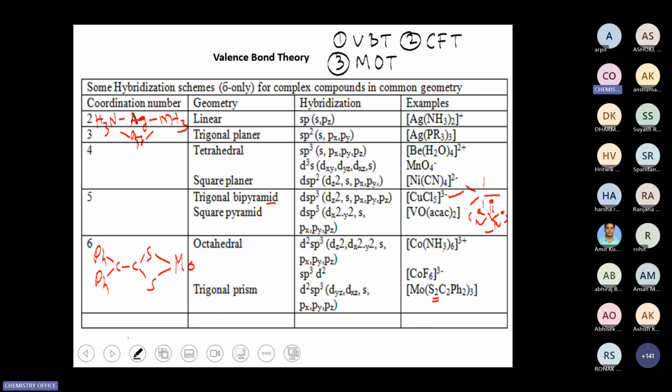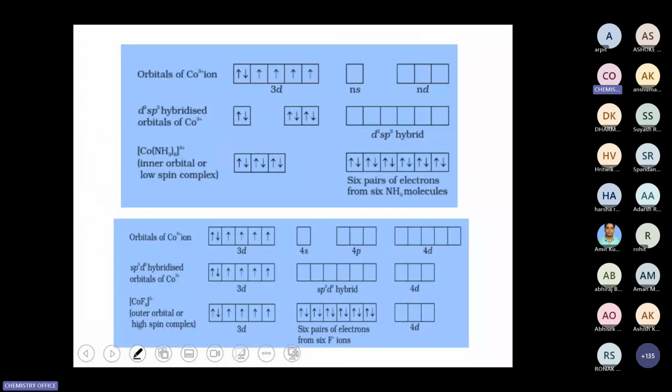This is a summary of geometry and hybridization along with the examples. Next, I will discuss 2 or 3 cases, and from there we can coin the term inner orbital or outer orbital complex. For the example, if we take the formation of Co(NH3)6 3+, it has a cobalt 3+ ion, so it is a d6 electronic configuration.